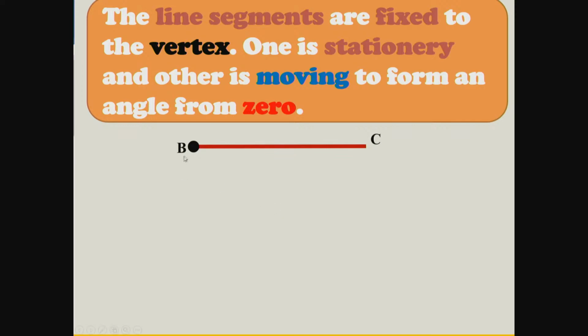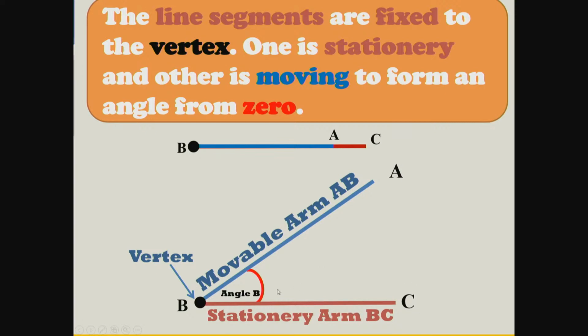At this point we have the arm BC, which will be our stationary arm, and we also have the arm AB. At this point in time, you cannot see that we have two arms. That is why I started by highlighting the arm BC, and then there is the arm AB, which is a movable arm. Here is the diagram in which the angle is now formed, because AB is our movable arm and the line segment BC is our stationary arm.